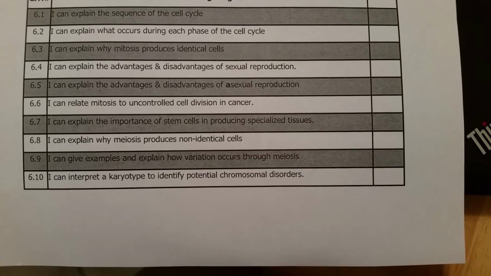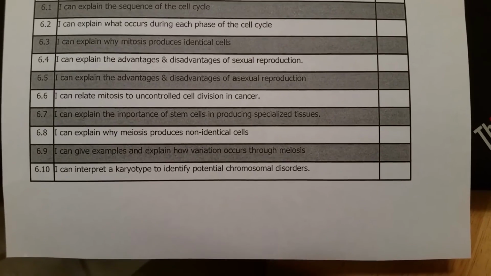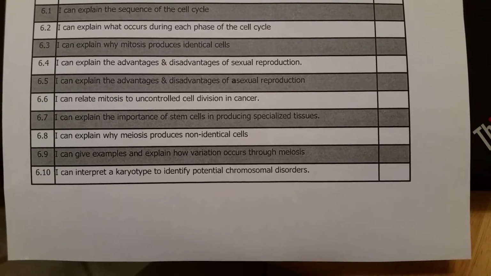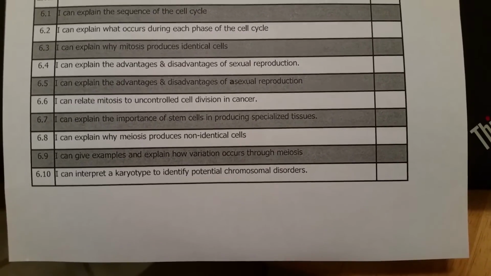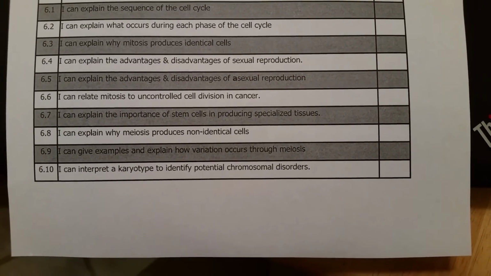Stem cells are blank slates. They help us produce specialized tissues. They can become any kind of cell. Meiosis produces non-identical cells because of crossing over. Examples and variation, so that's mixing up chromosomes between mom and dad.